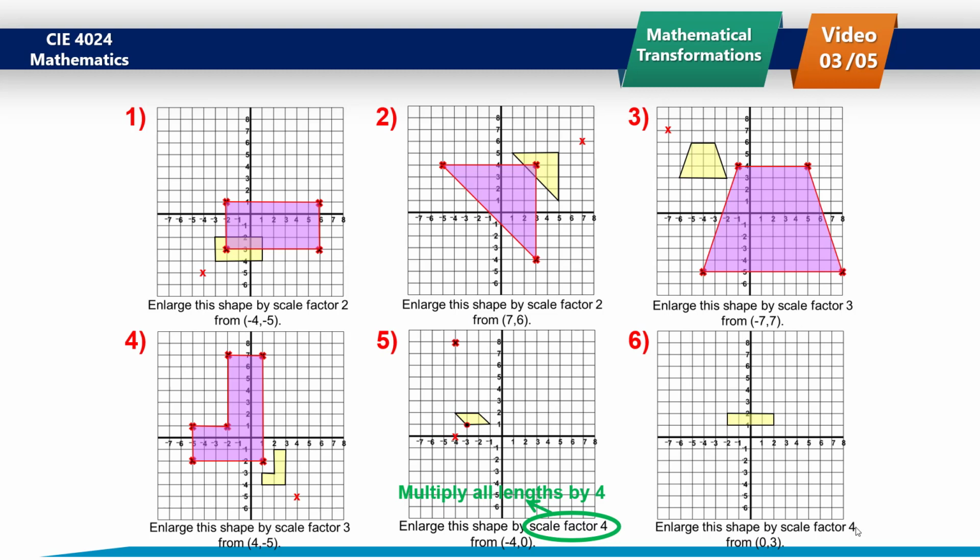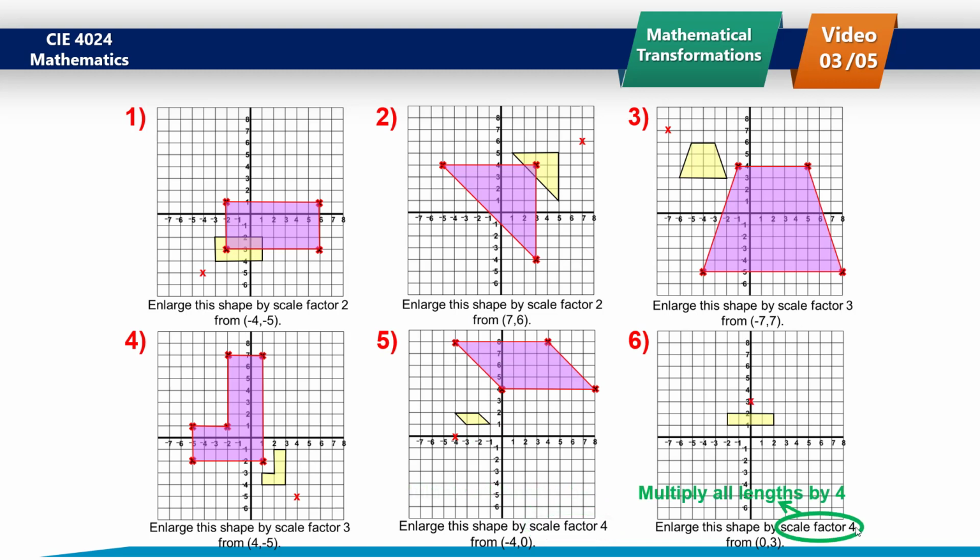Take the second vertex, it's 1 unit right and 1 unit up. As the scale factor is 4, the corresponding vertex of the scaled image should be 4 units right and 4 units up at that point. And same with the third one, and same with the fourth one.